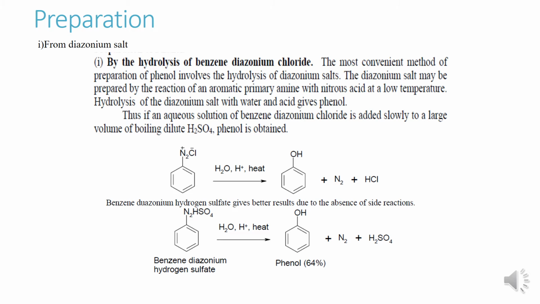hydrolysis with water and acid. Water means H2O, acid means H plus. Acid is a substance which donates protons; I mean it has plenty of H plus ions, that is protons. Therefore, H plus representation is given in the reaction. Remember, then we go for a little heat. We have to apply it to promote this reaction. So by applying heat, hydrolysis of this benzene diazonium hydrogen sulfate takes place.